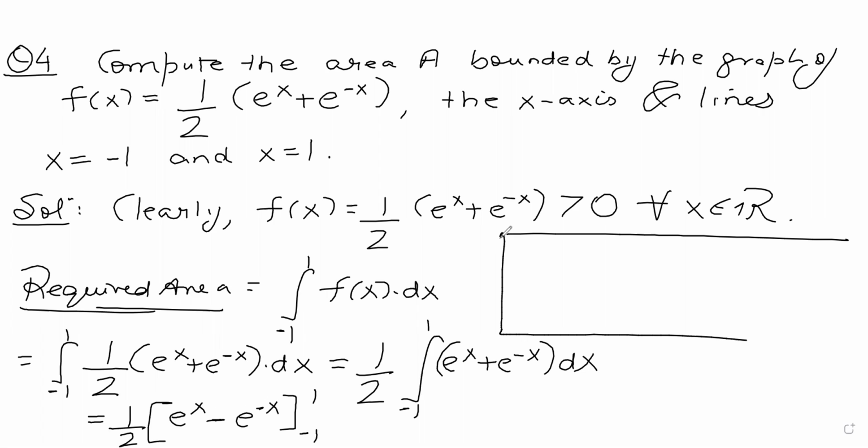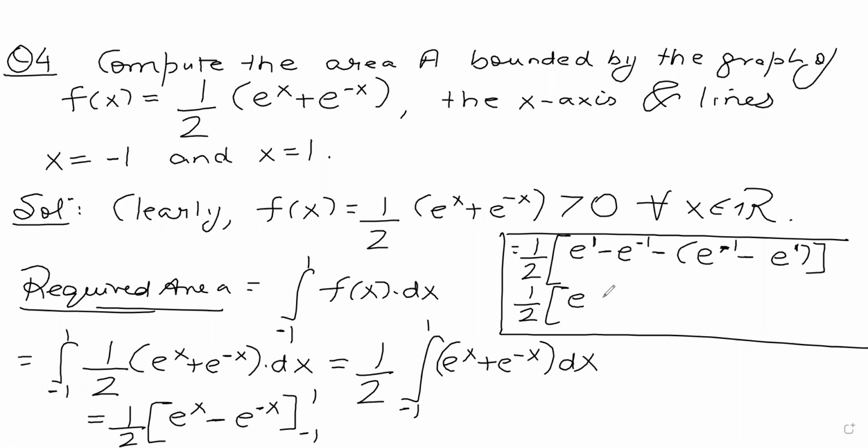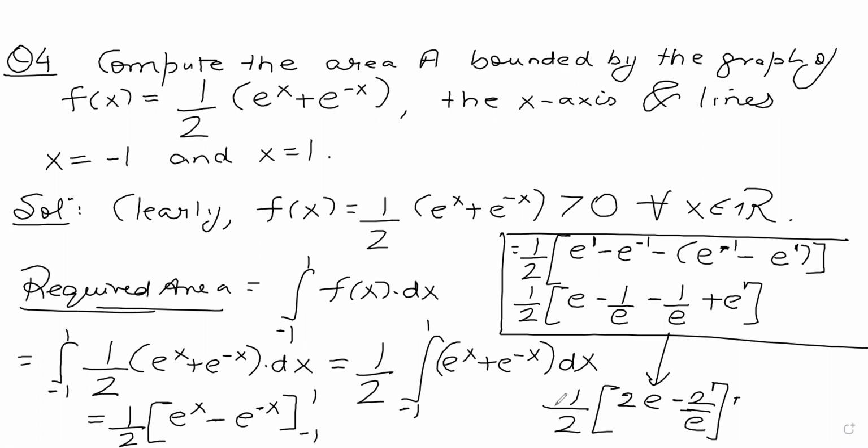So I can solve the remaining portion here. This becomes half times e to the power 1 minus e to the power -1 minus e to the power -1 minus e to the power minus of -1, which is +1. So half times e minus 1 upon e minus 1 upon e plus e. So this becomes half times 2e minus 2 by e, which is nothing but e, because 2e divided by 2 is e, minus 1 upon e. So the required answer for this question is e minus 1 upon e.